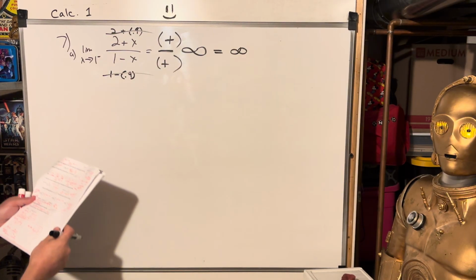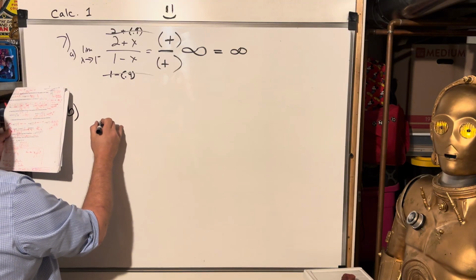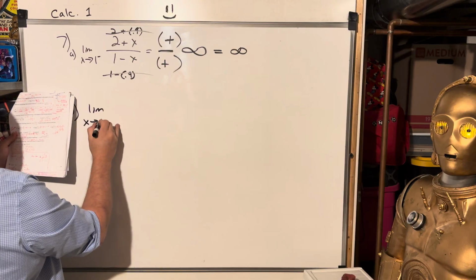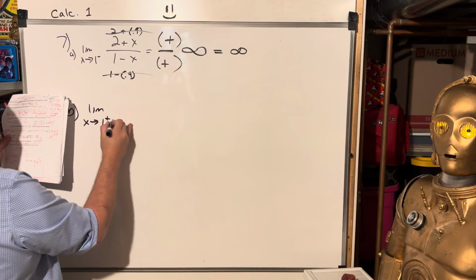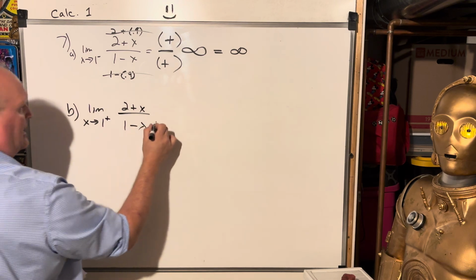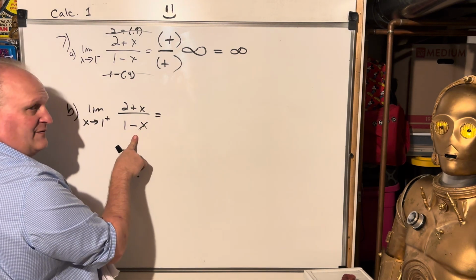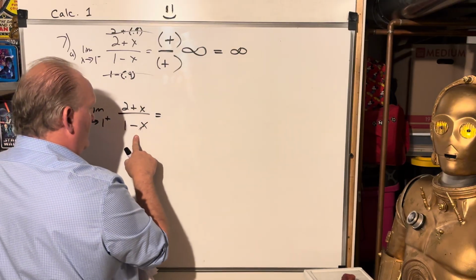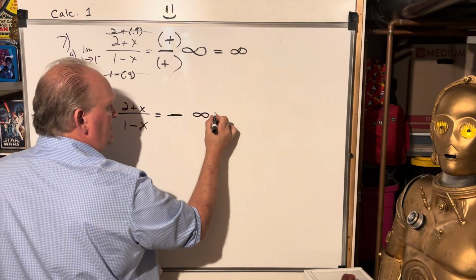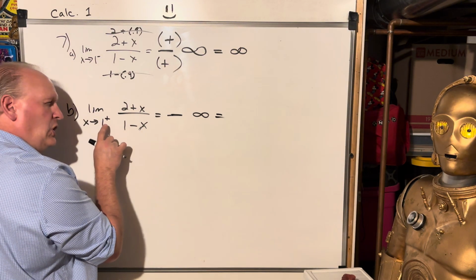All right. Let's look at B. So we have the same thing, the limit as x approaches 1 from the positive side, of 2 plus x over 1 minus x. And so there's an infinite discontinuity here. This is a vertical asymptote at 1. So you know it's infinity, but we don't know if it's positive infinity or negative infinity. So we just go a scooch over 1.